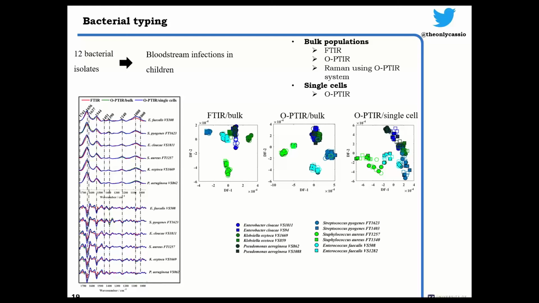Here we have the infrared signatures acquired with FTIR, OPTIR bulk, and OPTIR from single cells, the spectra and the secondary derivatives. It is very, very similar. So it shows the high reproducibility comparing the results with the OPTIR with the standard FTIR spectroscopy. Here we have the PC-DFA scores plot from the three different situations. We can clearly see two groups of gram-negative and gram-positive bacteria.